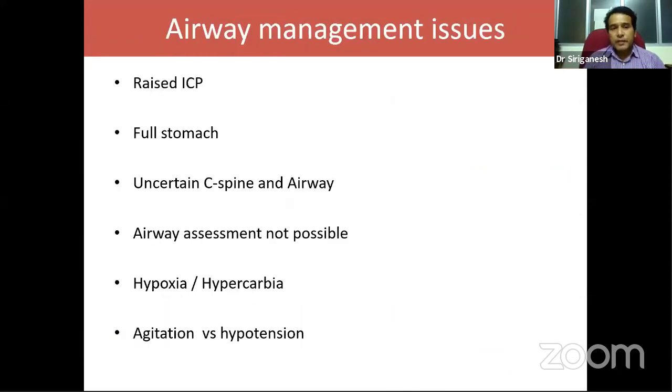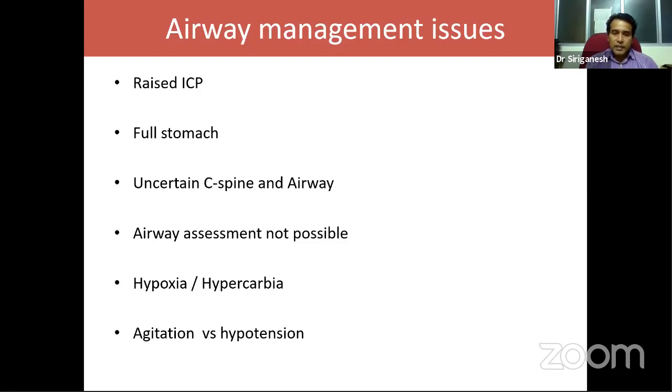Next important aspect in perioperative management is airway issues. So there are several issues which are listed here. One is the raised intracranial pressure and the potential for further increase in ICP with airway management. Second is the full stomach. So these patients are likely to aspirate because of poor neurological status or sensorium. Third issue is uncertain cervical spine. If you have not excluded cervical spine injury, there is a potential for further neurological damage during airway management.